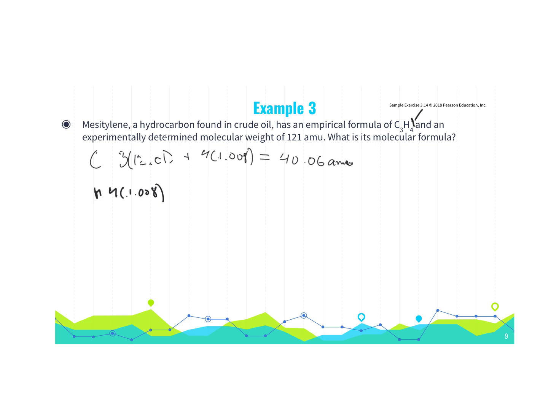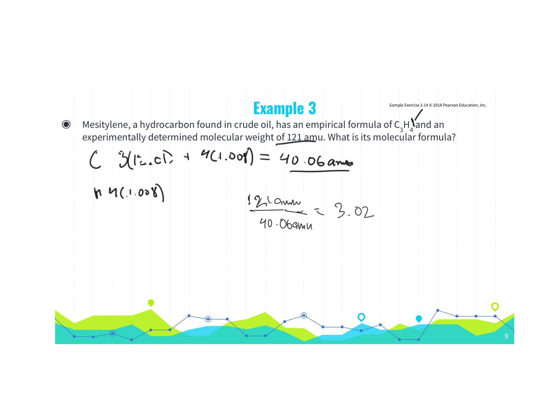What you next want to do is divide the real molecular weight, which is experimentally determined, by the molecular weight of the empirical formula. So we do 121 AMU divided by 40.06 AMU. And this will give you the ratio between the empirical formula and the molecular formula. If you do this math, you get 3.02. And so the ratio between the empirical formula and the molecular formula is about 3.